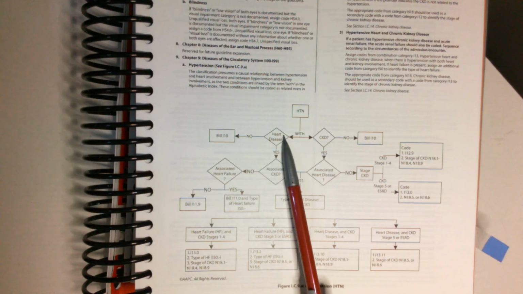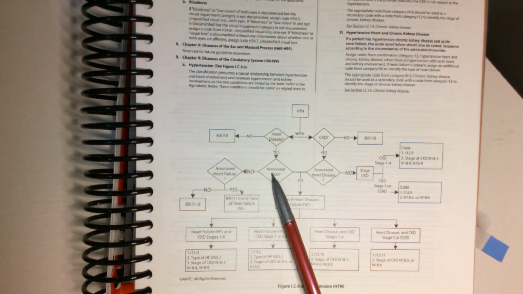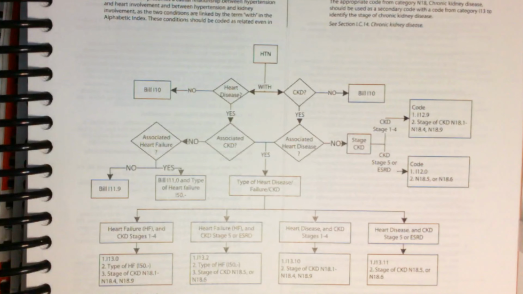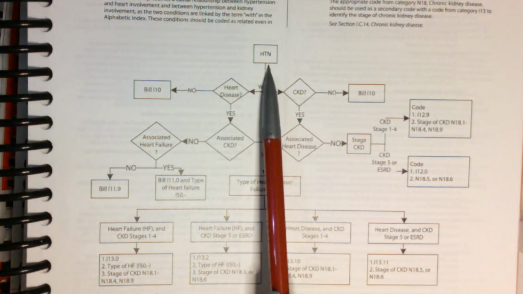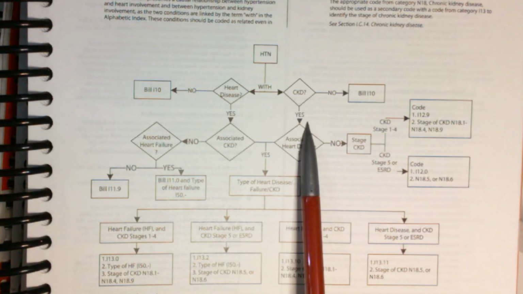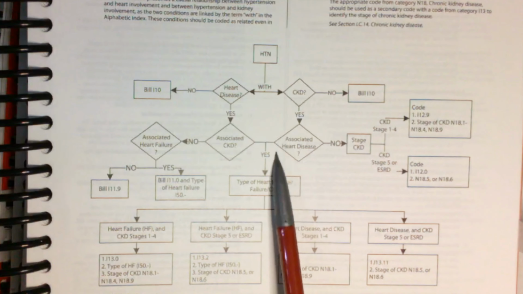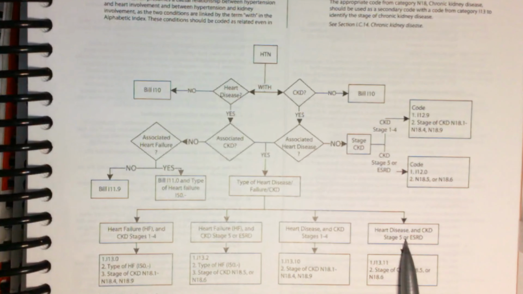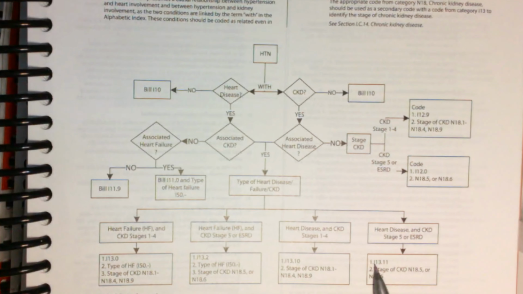Hypertension with heart disease, yes. Associated with CKD, let's say yes. Type of heart disease, failure, heart disease, and then it basically draws you down to what you're supposed to be coding in these situations. So for ours, we would go here: hypertension with chronic kidney disease, yes. Associated heart disease, yes. Type of heart disease and chronic kidney disease, we have heart disease and CKD stage 5 or end-stage renal disease. So we have I13.11, stage of chronic kidney disease N18.5 or N18.6.